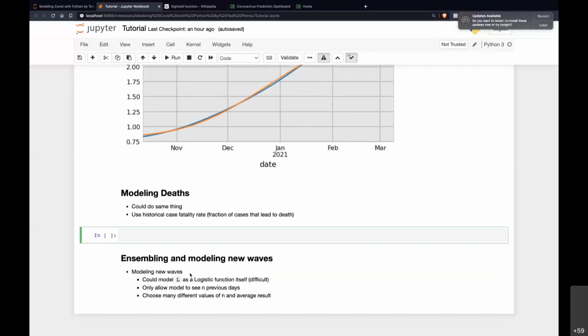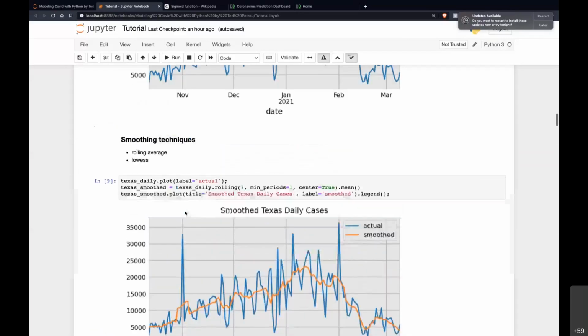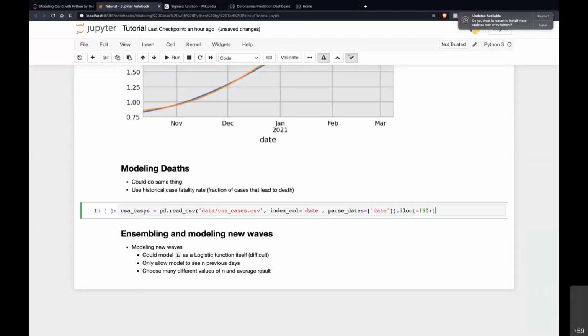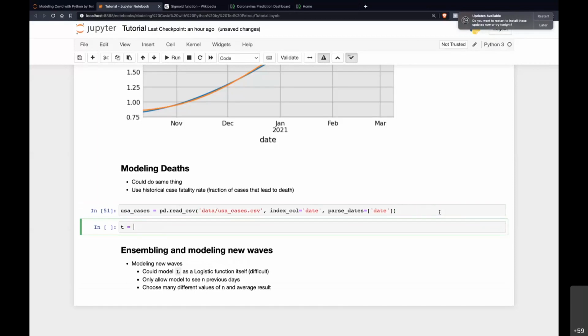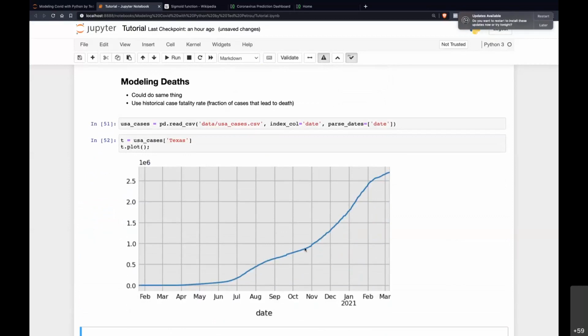All right, so we're coming towards the end, a note on ensembling and modeling new waves. If we look at all of the Texas data, and maybe I should do that real quick, apologies for scrolling up, instead of doing just the last 150, I will just get all of the data. And if we plot all of it, you can see there are about two waves. You could say one in the summer of 2020, and then another starting in the fall. So using a single generalized logistic function will not work very well at all with this. It's only meant for a single wave.